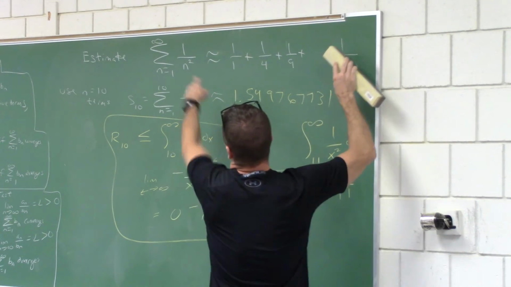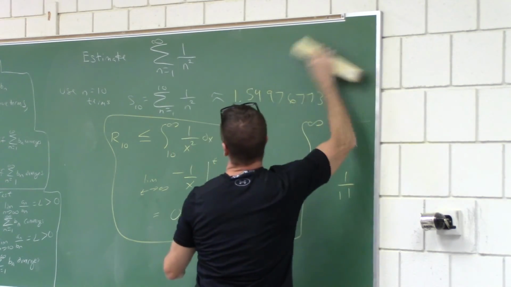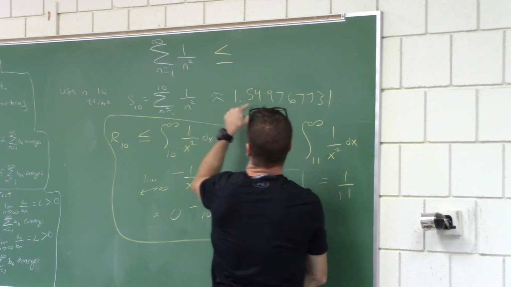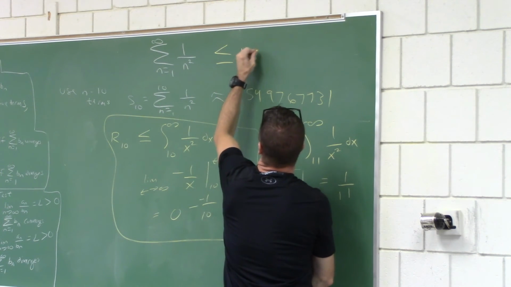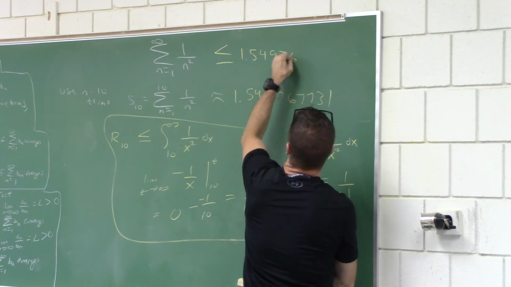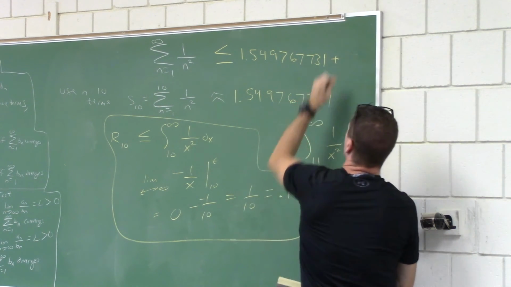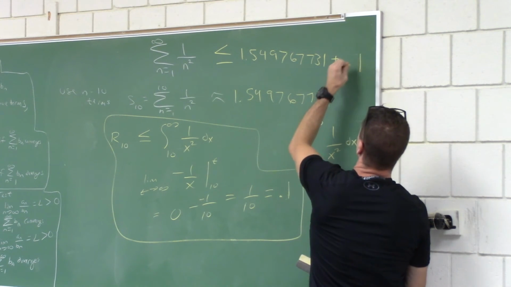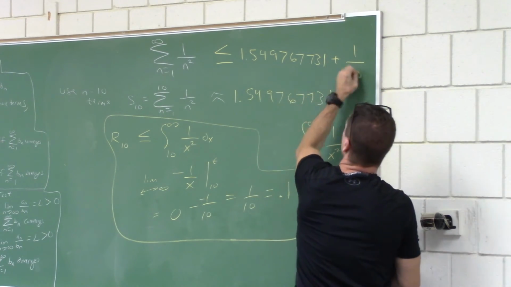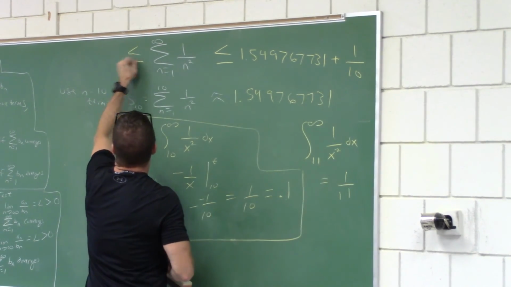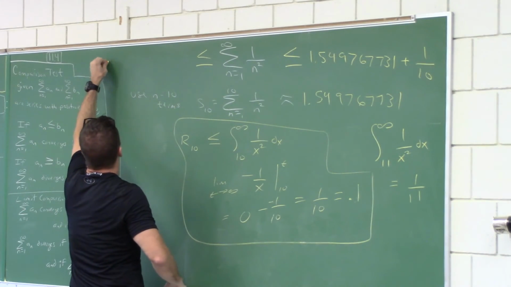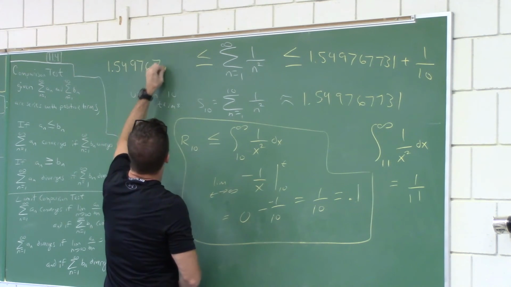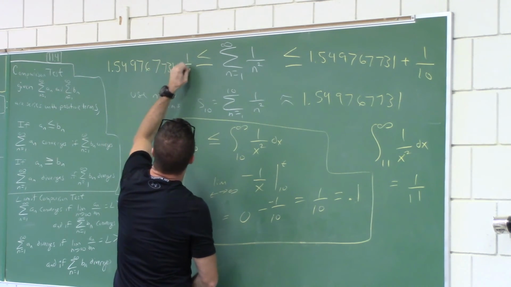I'm saying that this sum right here is going to be between, right? I know it's less than 1.454976771 plus, what was that upper bound? It was what, 0.1? I'll write it for 1 time. And the lower bound is, I'm going to use the same number, 1.549767731 plus 1 over 11.